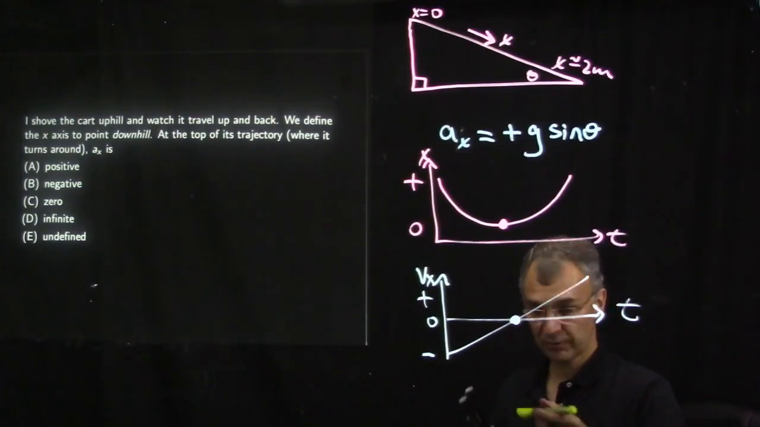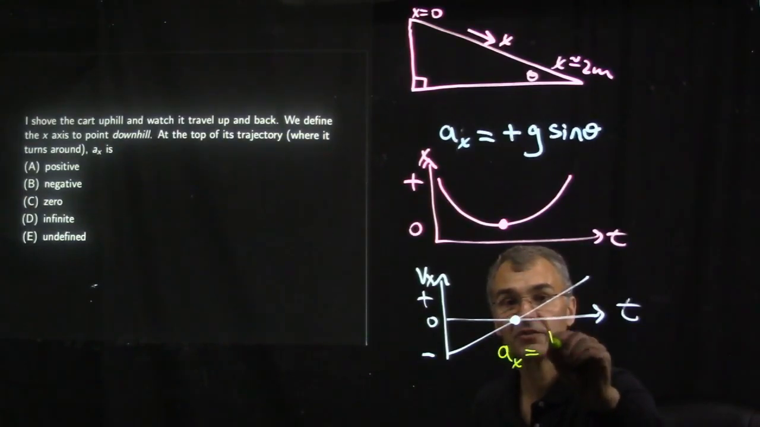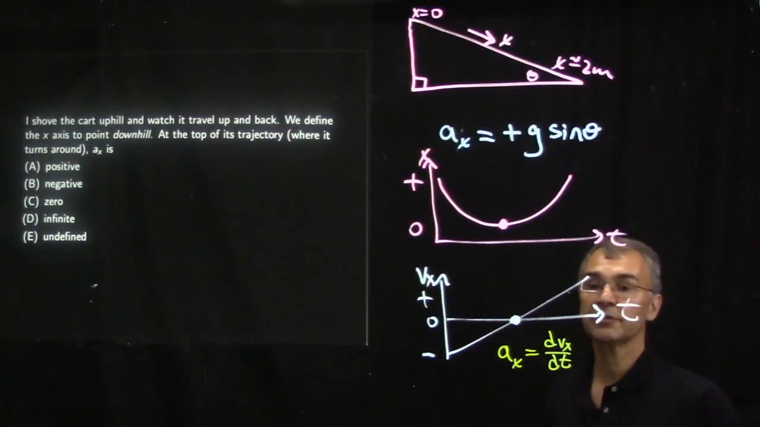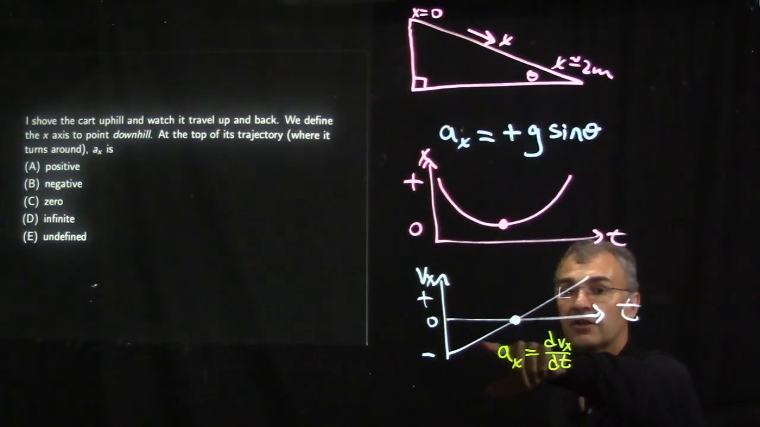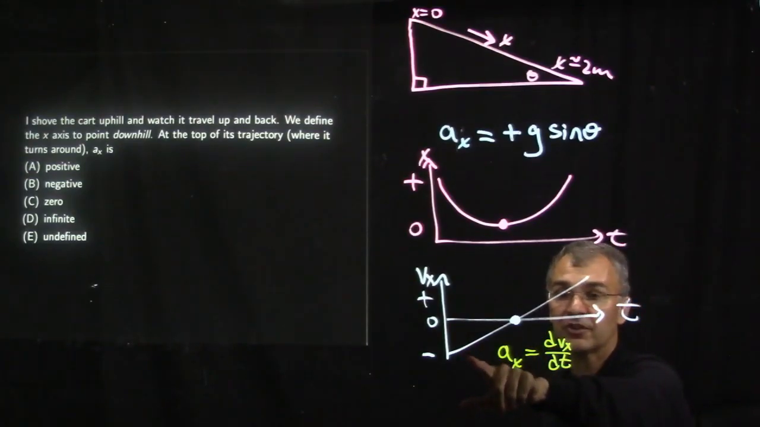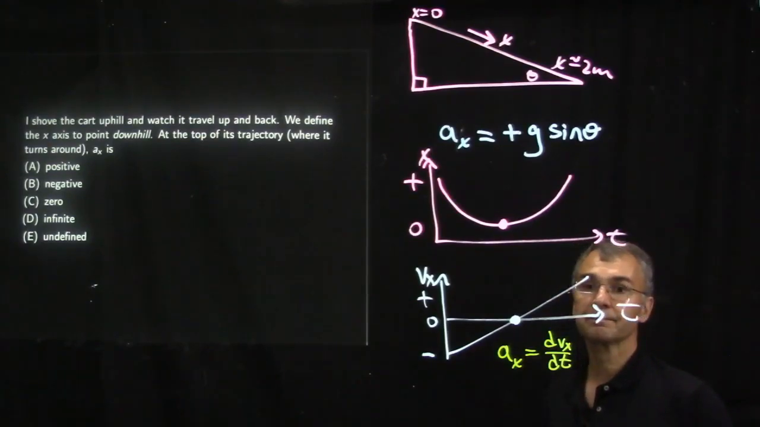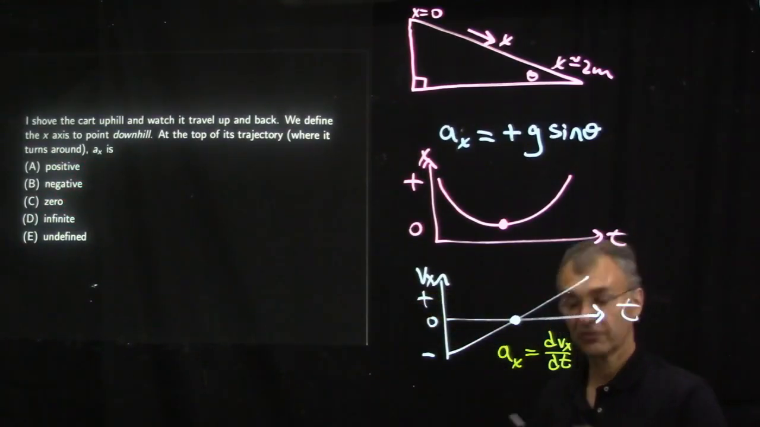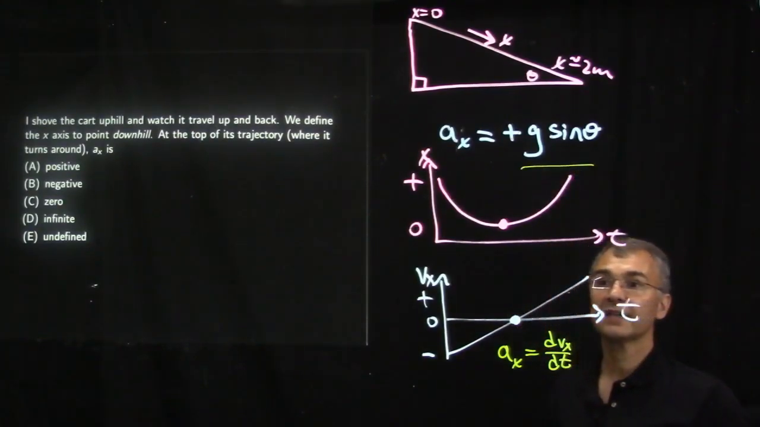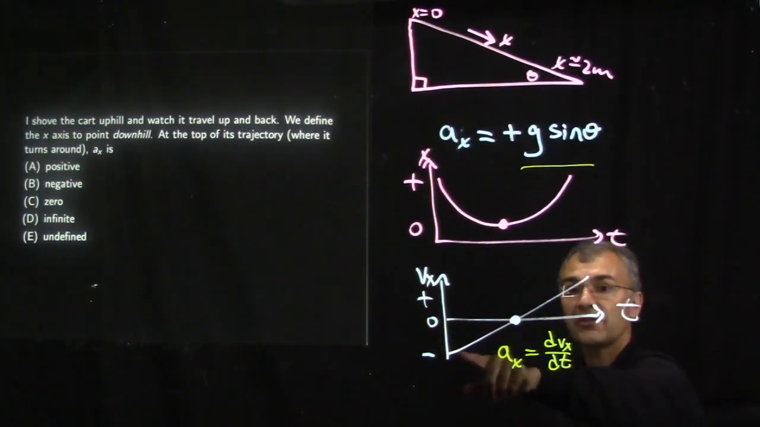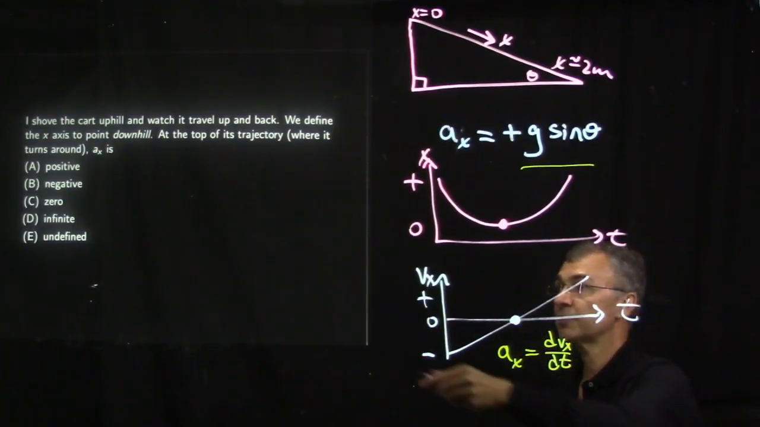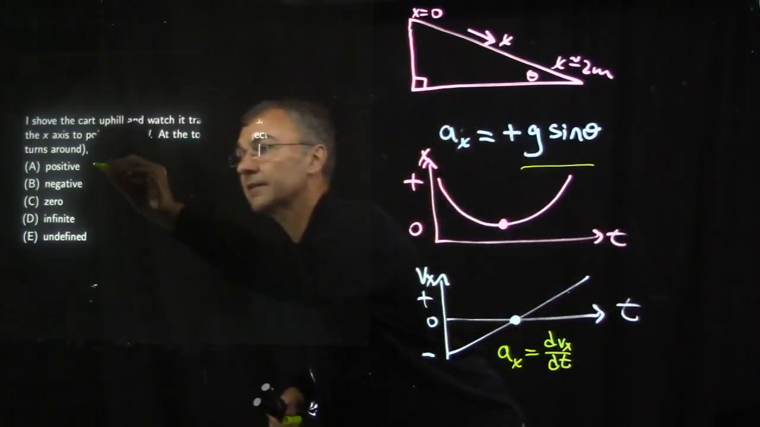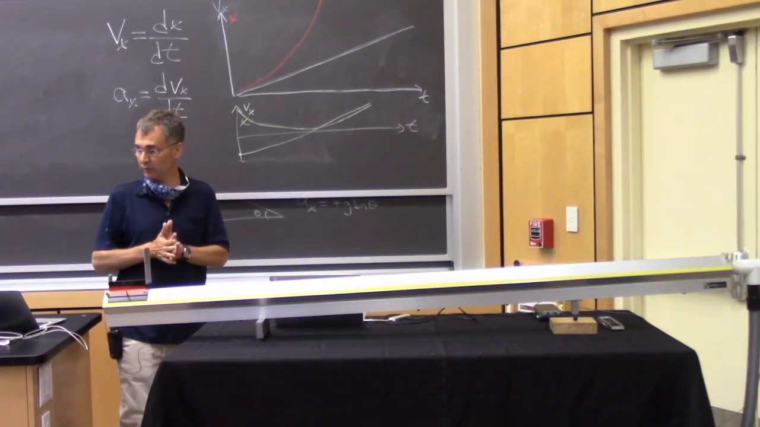And remember that a sub x is just dv sub x by dt. So the acceleration is just the slope of this velocity versus time curve. And the slope of this velocity versus time curve is a constant positive value from the instant just after I shove it until the instant just before I catch it. So I think the answer is positive. So a sub x is still positive g sine theta at that instant. So I think, yeah, it's not negative because this is a positive slope. It's not 0 because this is a positive slope. It's not infinite or undefined. I think it's positive. So a sub x is positive. So I think I like this answer. And then let's watch the graphs one more time.